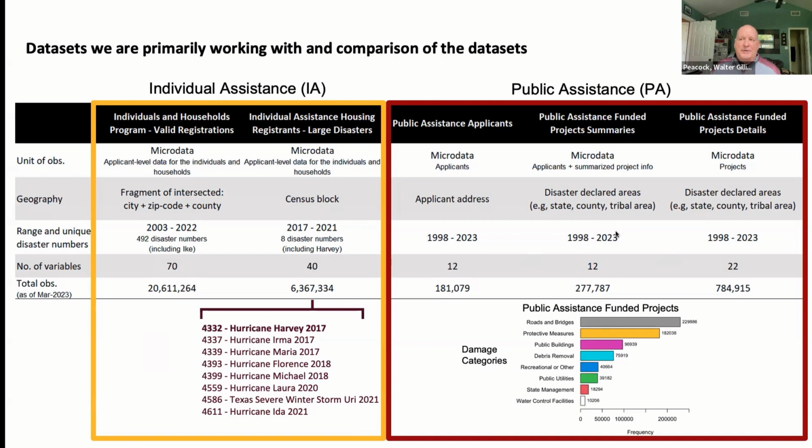The valid registration goes from 2003 to 2022. It's, of course, continuing to evolve. Lots of data in there. There are 70 different variables that can be utilized. The large disaster data is only since 2017. It's really unclear when something is determined to be a large disaster and when it comes out in this format. So that's an open question in terms of how this data will evolve.